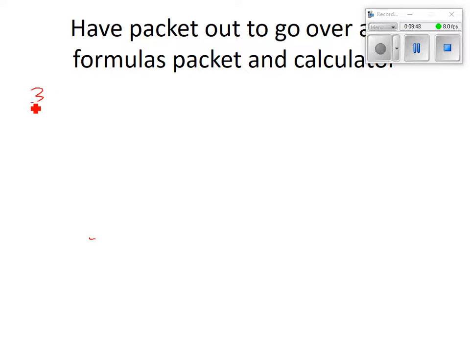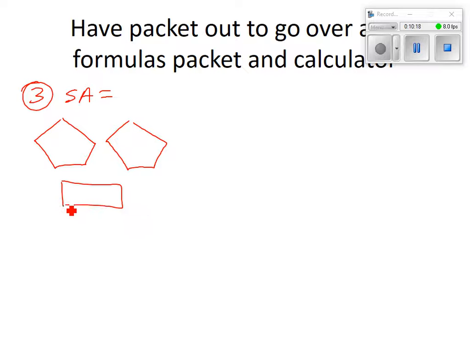Problem 3. Somebody tell me what kind of shape we have in problem 3. It's a pentagonal prism. Let's do surface area first. For surface area, what shapes am I finding the area of? Pentagons. How many pentagons? 2 pentagons. What do we know about those 2 pentagons? They're going to be the same, right? And we need 5 rectangles.